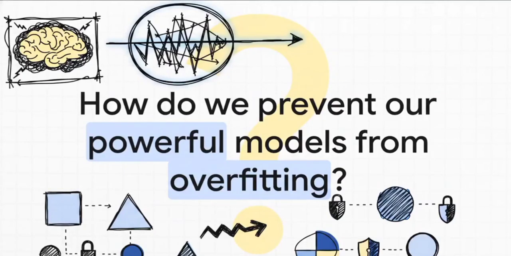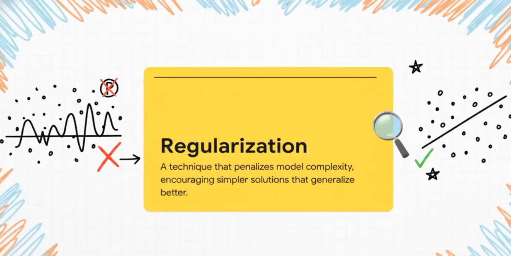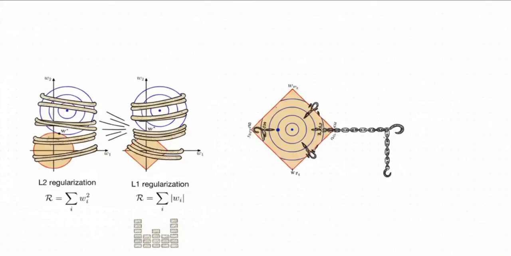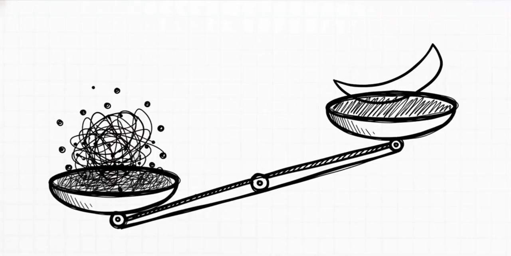The answer is regularization. Regularization is basically a penalty for complexity. It encourages the model to find simpler solutions that work better. Common types, like L1 and L2, put a leash on the model's weights to keep them small. So it's all about a trade-off, fitting the data well, but also keeping the model simple.